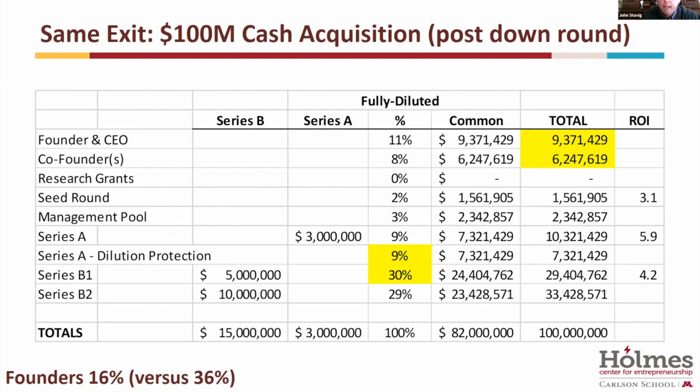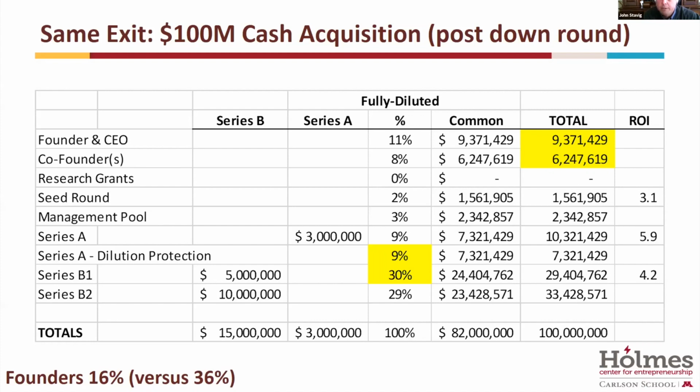So as we look at different exit scenarios after the down round, you can see that not only was there a little bit more money that came into the company, so there's some more preferences on the left, but the initial founders are now down to about 16% as opposed to 36% in the first scenario. And you can also see that in terms of the ROI, in terms of the different groups, the institutional investors in the A and B rounds are generally doing better. The seed round is starting to take a hit.